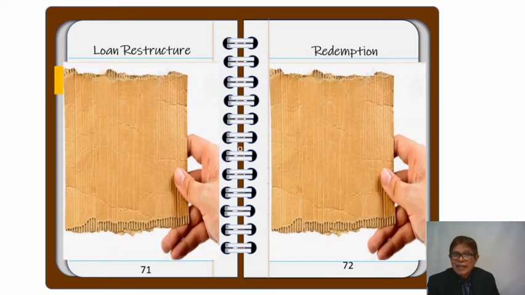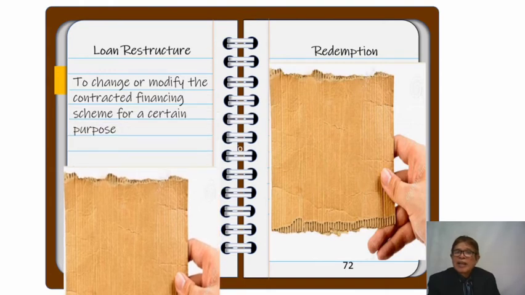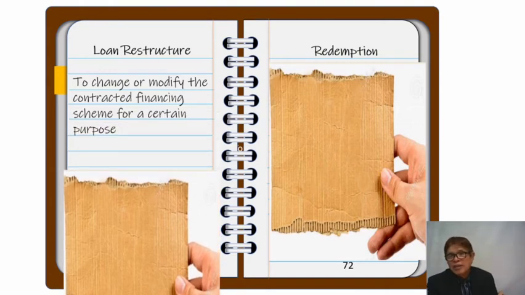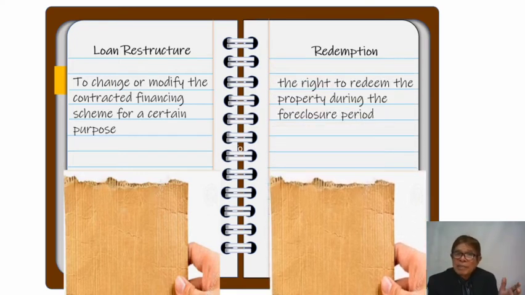What is loan restructure? Loan restructure is to change or modify the contracted financing scheme for a certain purpose. This could be due to changes in the finances of the buyer over time. If substantial payment has been made and he is a good payer, loan restructure is allowed upon the request of the buyer. While redemption is the right to redeem the property during the foreclosure period.